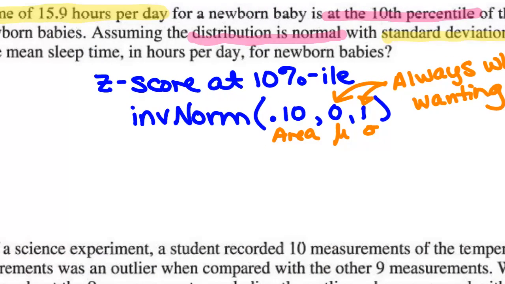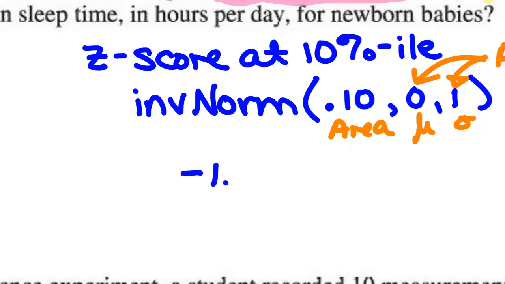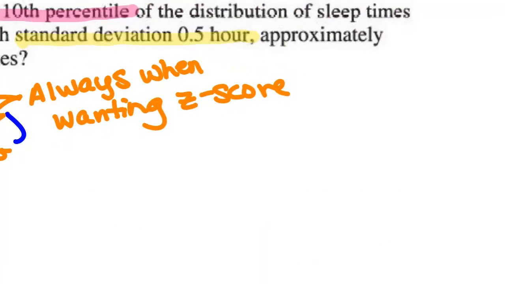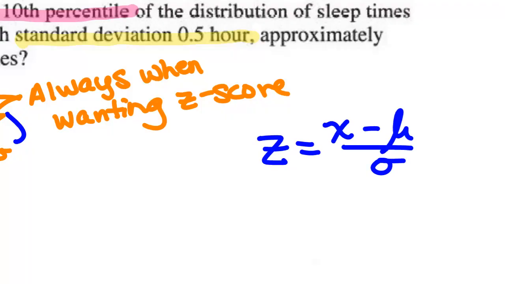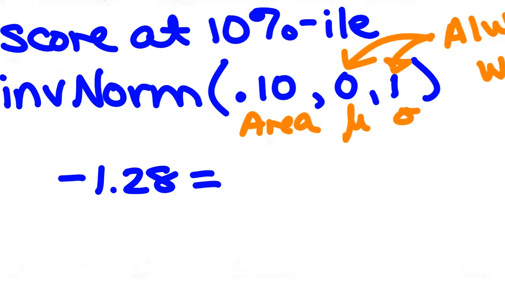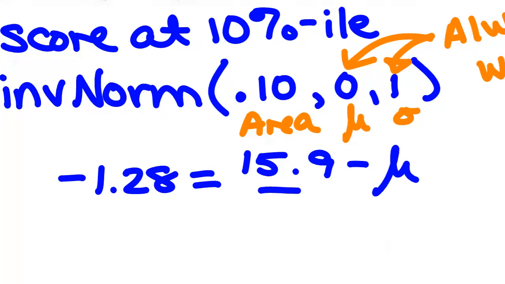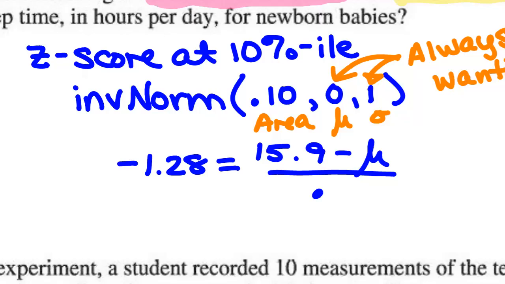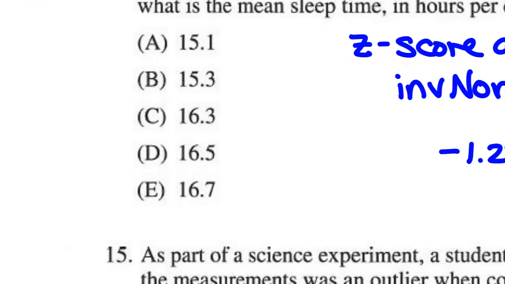All right. Has anybody popped this into a calculator? Negative 1.28. So we have z is equal to our value minus our mean over our standard deviation. So I have negative 1.28 equals our x value minus the mean, where x is the number that they said was at the 10th percentile, 15.9, divided by our standard deviation of 0.5. You get about 16.5.